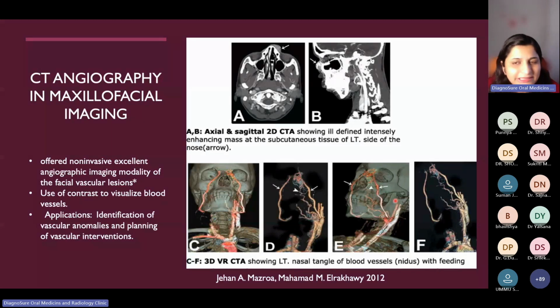CT angiography, or CTA, is a non-invasive, excellent angiographic imaging modality for facial and vascular lesions. Whenever there is a hemangioma or other arteriovenous malformation, we can advise 3D CTA with high spatial and temporal resolution. It enables excellent lesion detection and characterization, and we can also see the feeding arteries, which is important for the management of these lesions. If we see here, these are the blood vessels, and they have shown these feeding vessels with arrows. So this is an example of CT angiography.